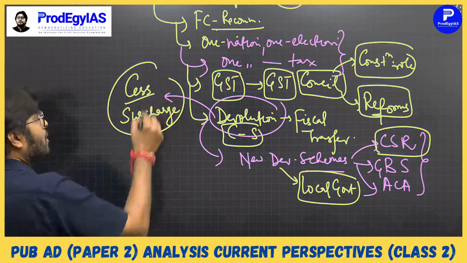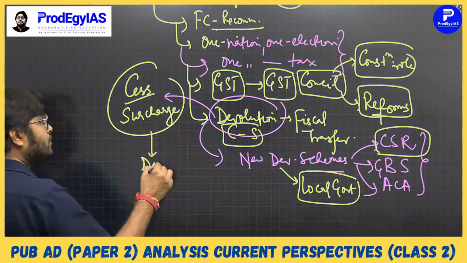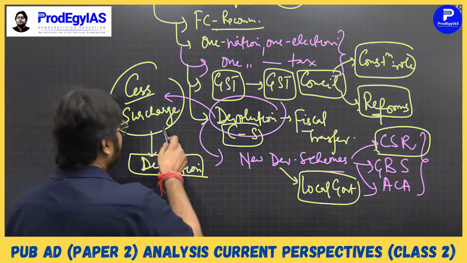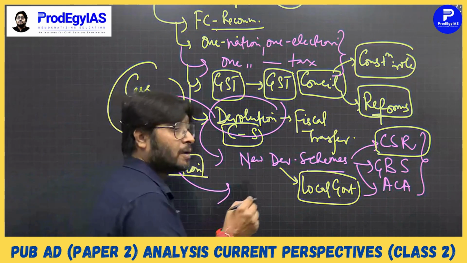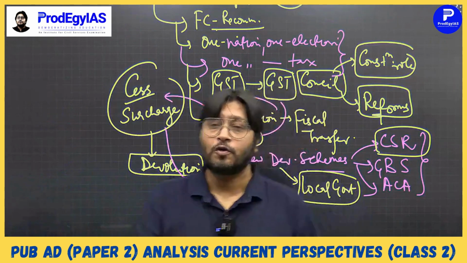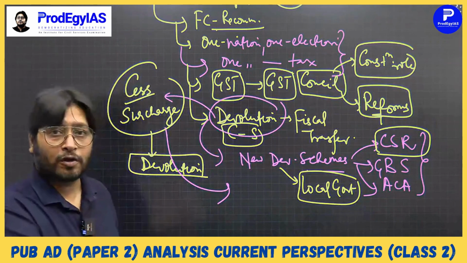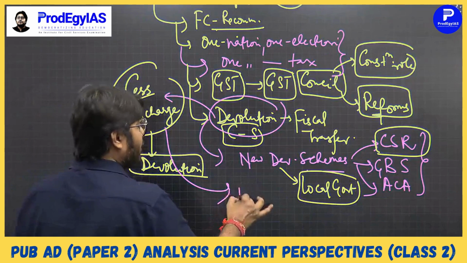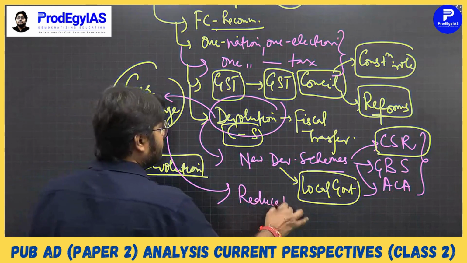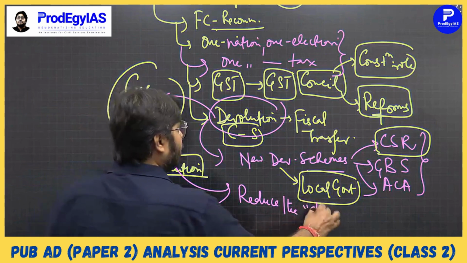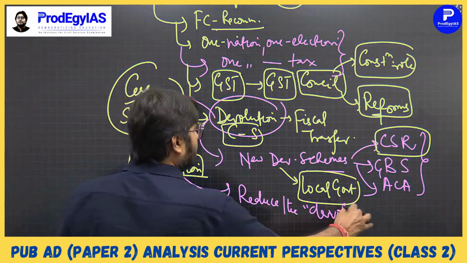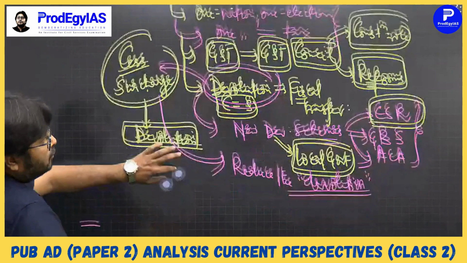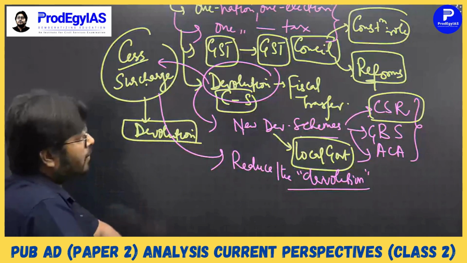As you know, this is not part of the devolution. Because of this, the major financial resources which should go to the states, or to the lower bodies, are not going. So the Union is trying to reduce the devolution by resorting to this. Fine. You should also keep in mind this idea of how this can be improved.